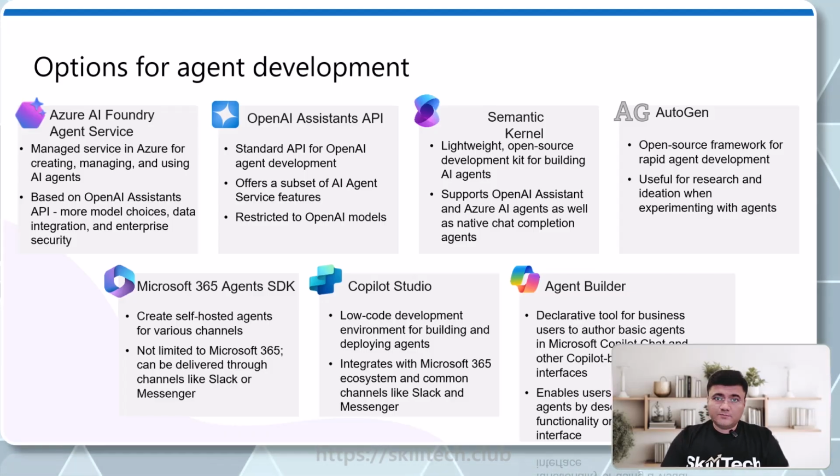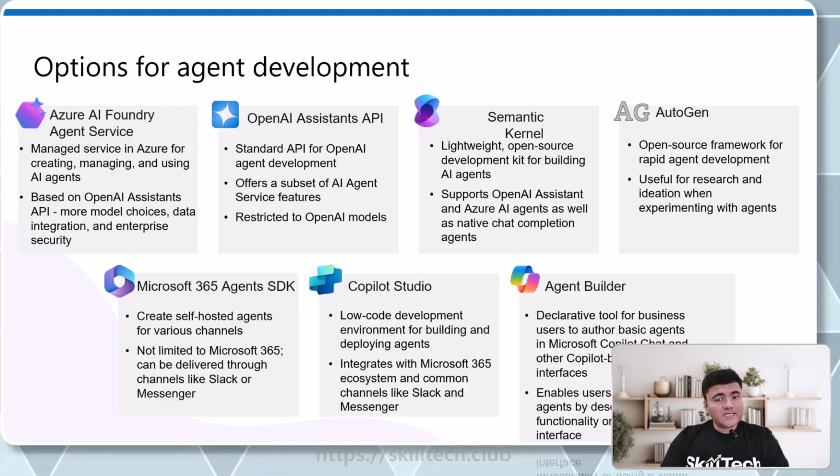Next, we have AutoGen. AutoGen is also one of the popular open source Microsoft frameworks, created for rapid agent development. As of the time of recording this video, AutoGen is still used for the Microsoft Research part. So it is useful for research and ideation when you are experimenting with agents. I strongly suggest that if you want to research AI agents, you can use AutoGen. But in our course, we are going to use AutoGen either very little or only in a few examples, because it's still part of the research.